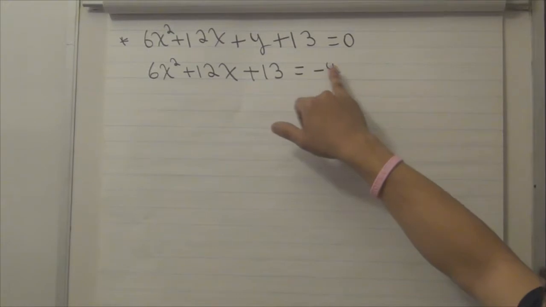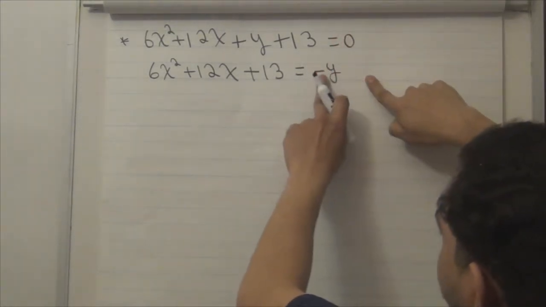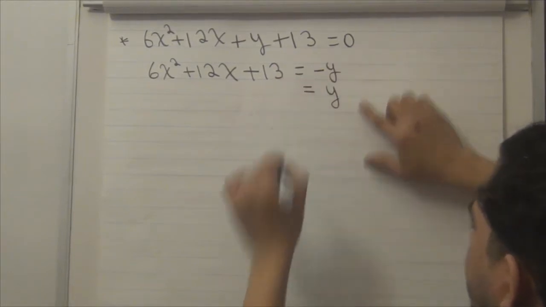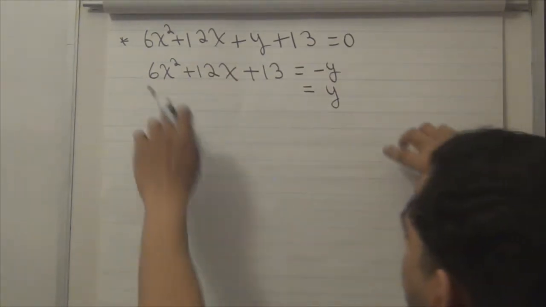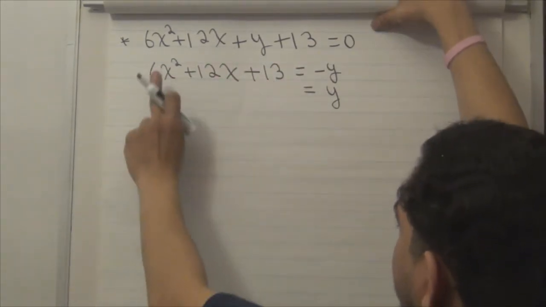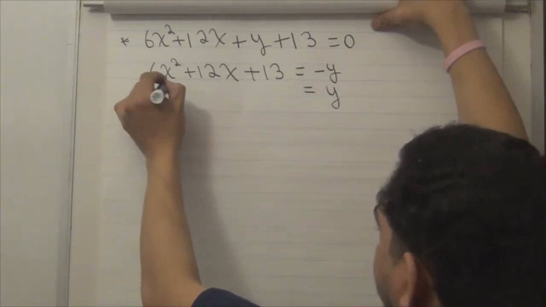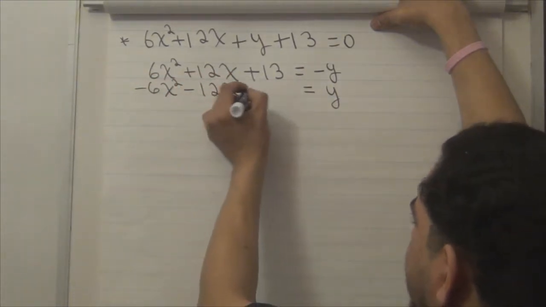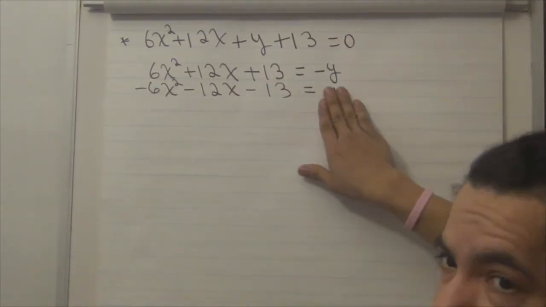multiply by negative 1 or change the sign, whatever you want to do. Multiplying by negative 1 will make this a positive y. So positive y equals, but when I multiply by negative 1 here, I have to multiply by negative 1 here. So that means that I have to change the signs of everything. 6x squared times negative 1 is negative 6x squared minus 12x, minus 13. Okay, we're good now. Is this equal to y? So now we can forget about this.